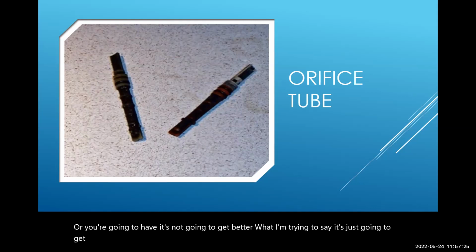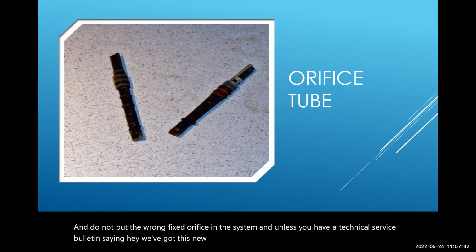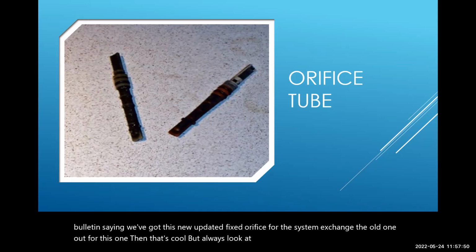And one other tip I want to give you too, they are color coded, and do not put the wrong fixed orifice in the system unless you have a technical service bulletin saying, hey, we've got this new updated fixed orifice for the system. You exchange the old one out for this one, then that's cool. But always look at your fixed orifice. It'll tell you a lot of what's going on.